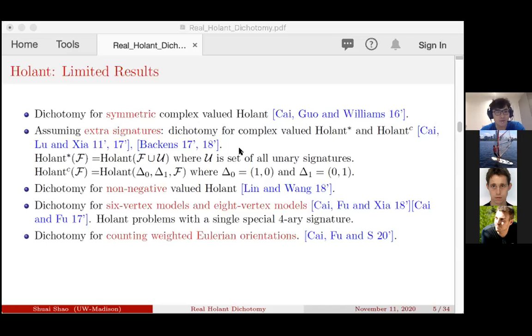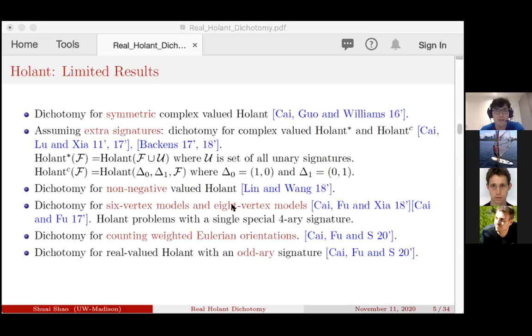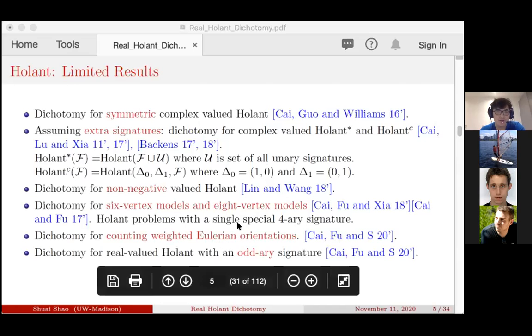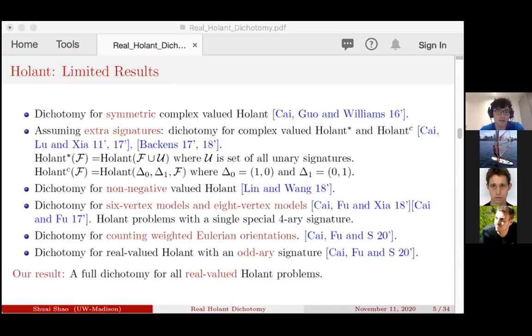Recently, a dichotomy was proved for counting weighted Eulerian orientations by assuming some symmetry assumption. This is a result with Matt Weiser and also a collaborator, Zhiguo Fu. And also together with Fu, we proved a dichotomy for real-valued Holant problems where a signature of odd arity is available. Now in this talk, I'm going to present our recent result, which is a full dichotomy for all real-valued Holant problems without making any assumption.